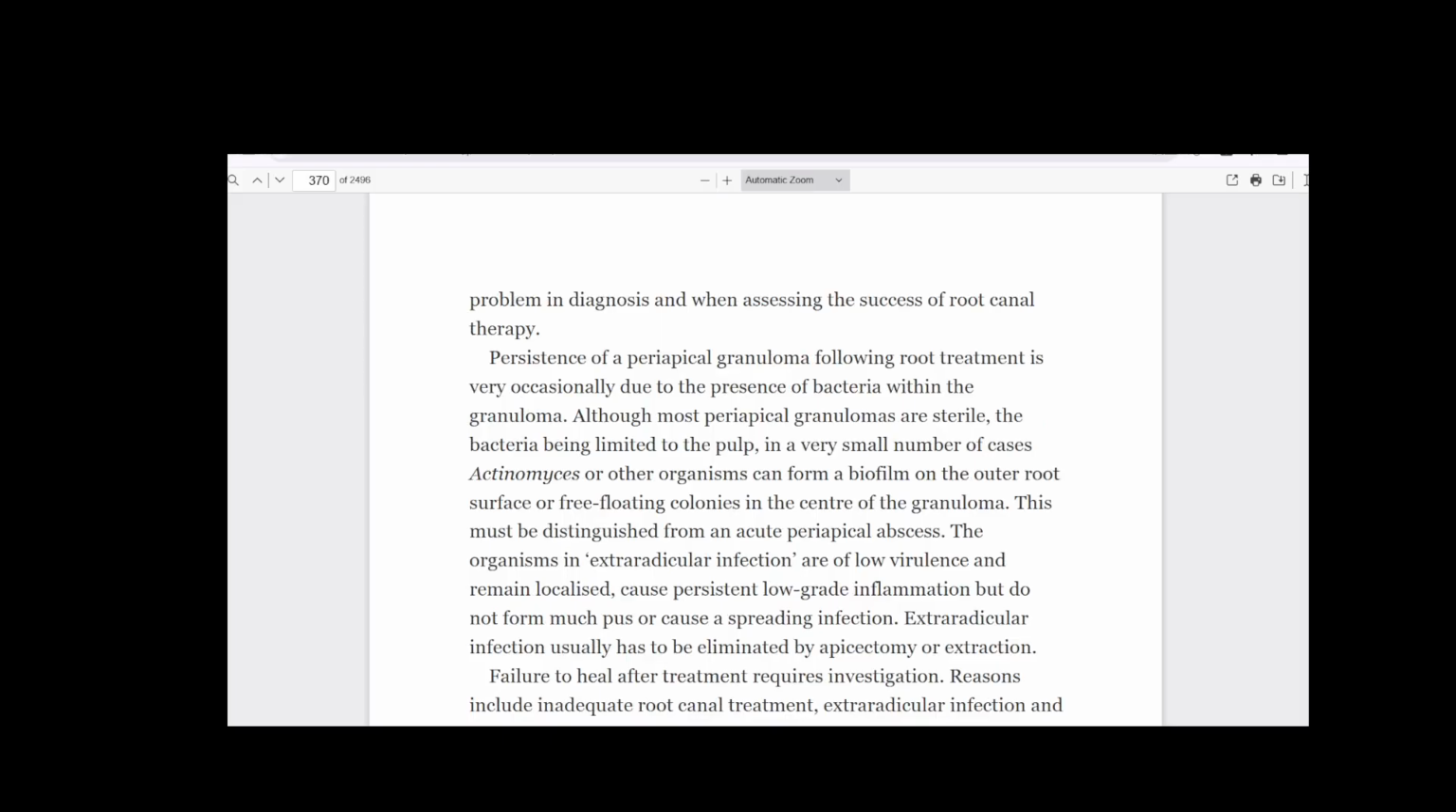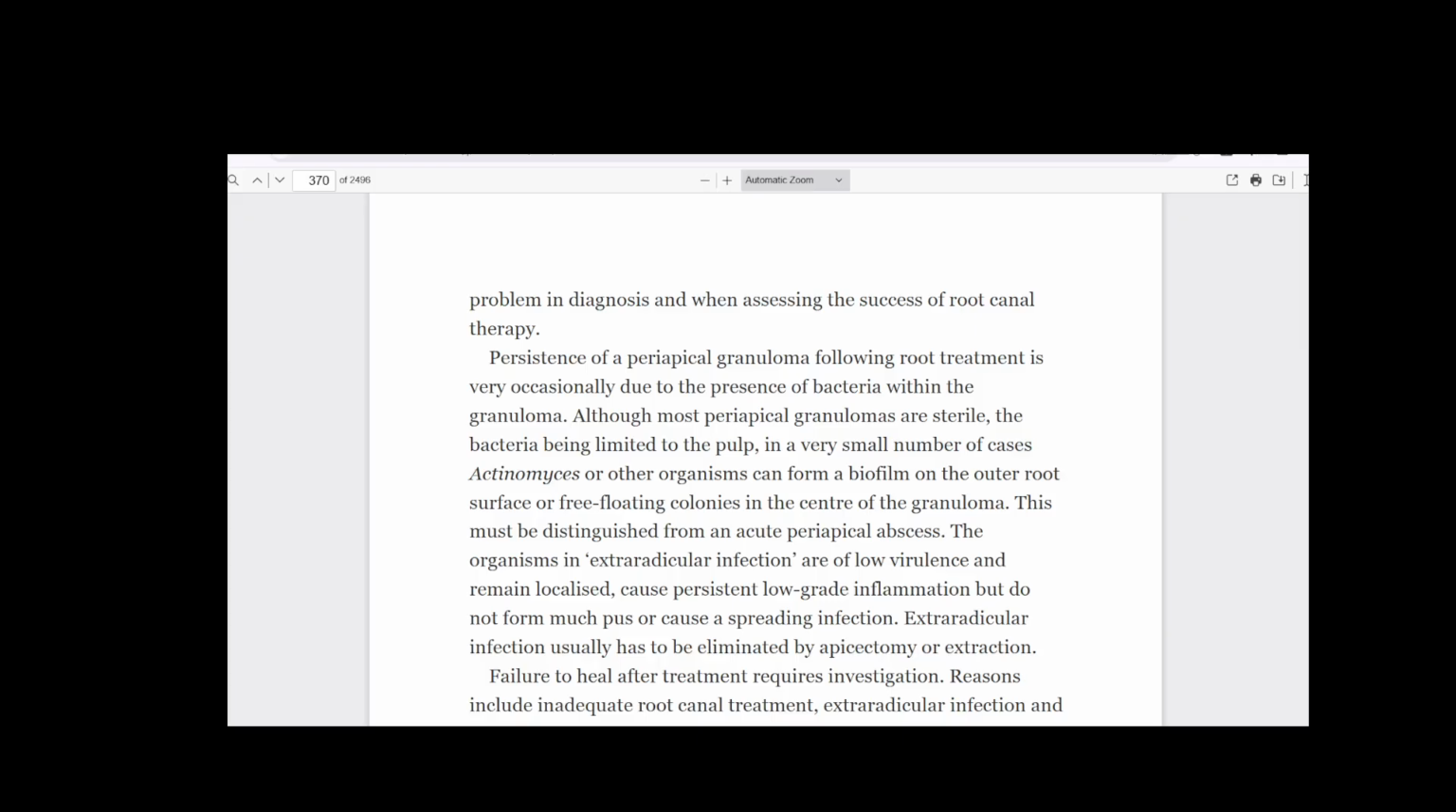Persistence of a periapical granuloma following root treatment is very occasionally due to the presence of bacteria within the granuloma. Although most periapical granulomas are sterile, the bacteria being limited to the pulp, in a very small number of cases actinomyces or other organisms can form a biofilm on the outer root surface or free-floating colonies in the center of the granuloma. This must be distinguished from an acute periapical abscess. The organisms in extraradicular infection are of low virulence and remain localized, cause persistent low-grade inflammation but do not form much pus or cause a spreading infection. Extraradicular infection usually has to be eliminated by apicectomy or extraction.